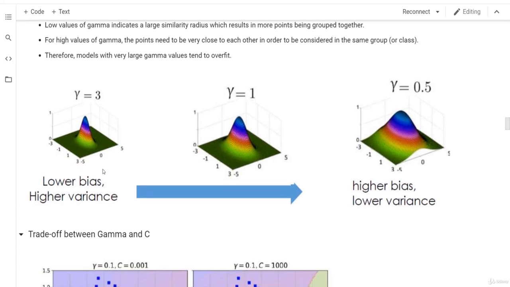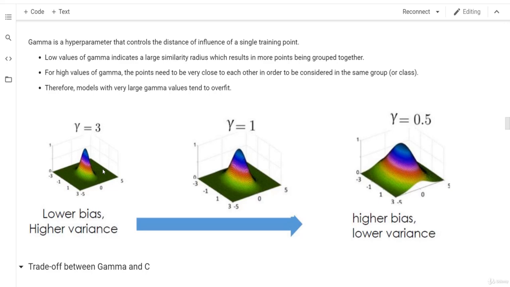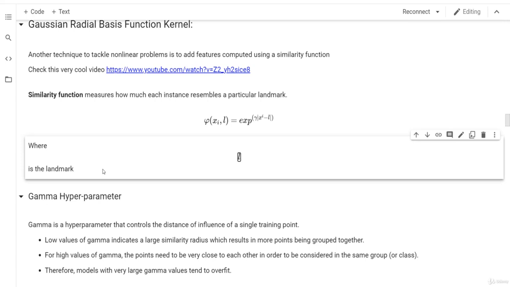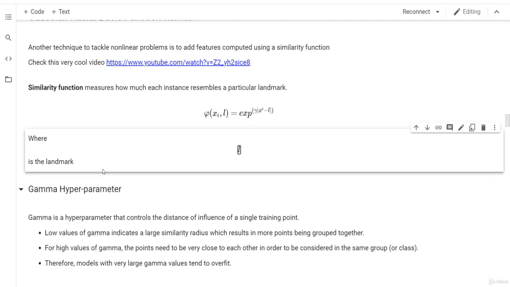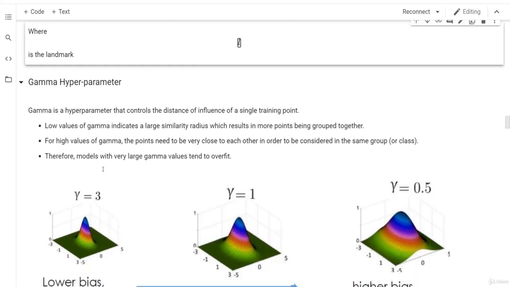Now, this is basically the idea of the gamma hyperparameter. And indeed, there is a trade-off between gamma and C. But you need to understand that C is a general hyperparameter for all the kernel types for SVM. If we are using a polynomial kernel, we have C. If we're using the Gaussian radial basis function kernel, we have C. If we are using any other type of kernel, we have the C hyperparameter. But gamma is a hyperparameter only for the radial basis function.